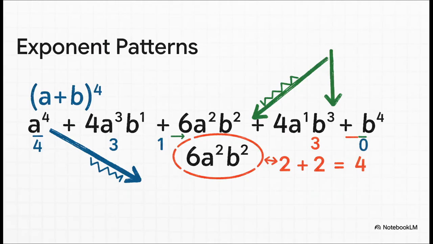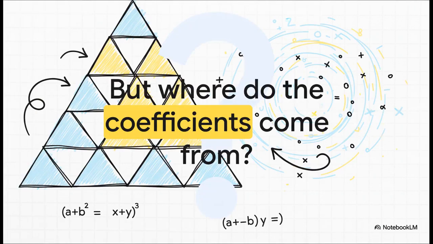All right, a couple of patterns probably jump out right away. First, look at the a's. Their powers just march down perfectly, from n all the way to 0. And the b's? They do the complete opposite, climbing right up from 0 to n. And here's the cool part that ties it all together. For any single piece of the puzzle, any term, the two exponents always add up to n. Okay, so that's awesome. We've cracked the code for the variables and their powers. That's half the battle. But what about those big numbers out front, the coefficients?